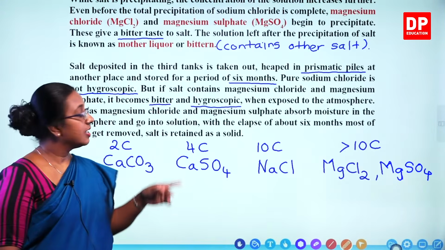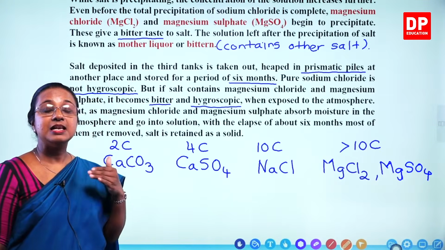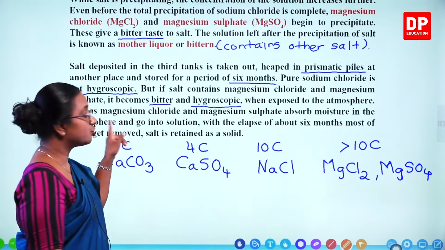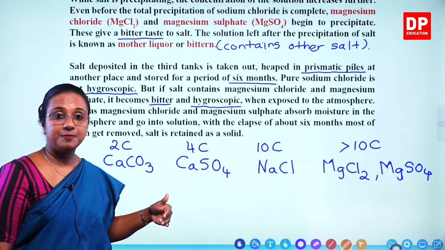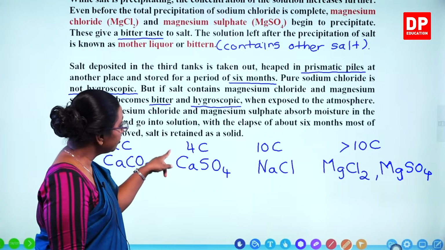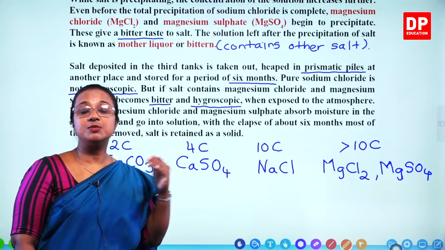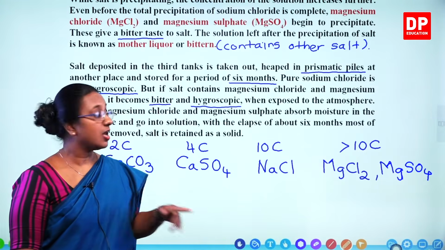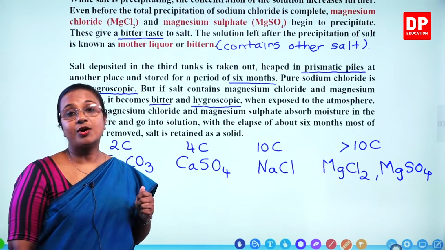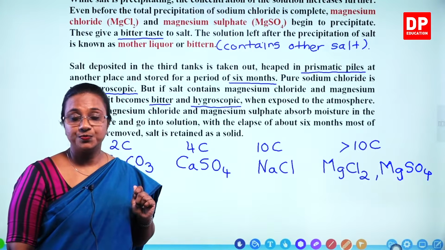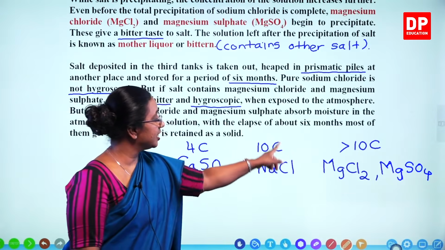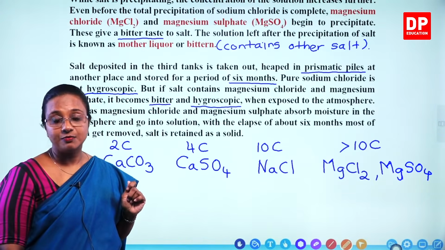That is because calcium carbonate has less solubility in water. So when the concentration is twice itself, it precipitated. But calcium sulfate dissolves a little bit more. So it had to reach a concentration of 4 times more than the initial concentration. Whereas if you take the solubility of sodium chloride, that is highly soluble compared to these two. That is why it starts crystallizing only when the concentration is 10 times more than seawater.